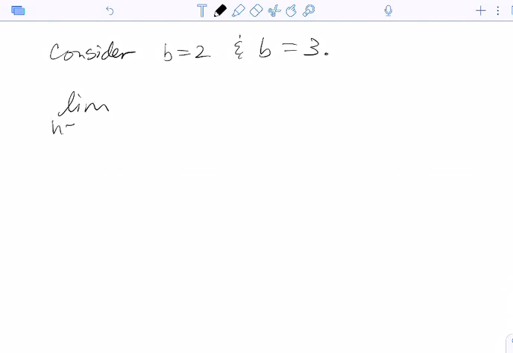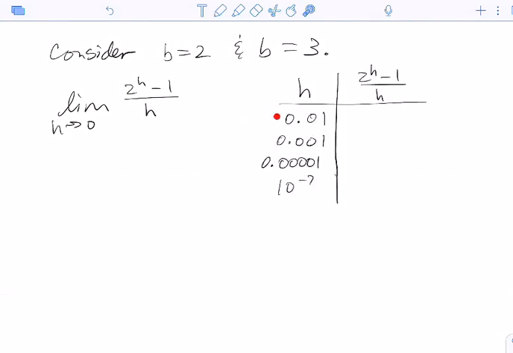The limit as h approaches 0 of 2 to the h minus 1 over h is an expression that we can find an approximation for by using a table of values. So we'll consider h equals 1/100th, 1/1,000th, 1/10,000th, 1/100,000th, and then 10 to the negative 7.